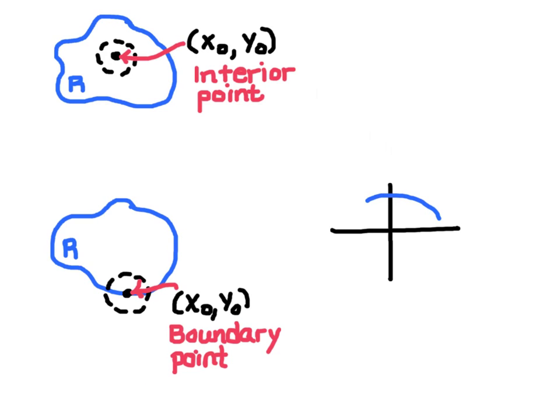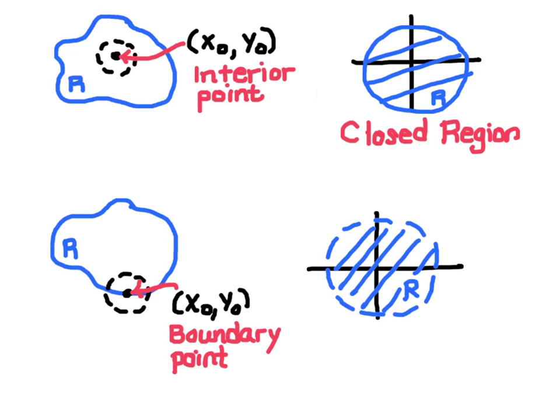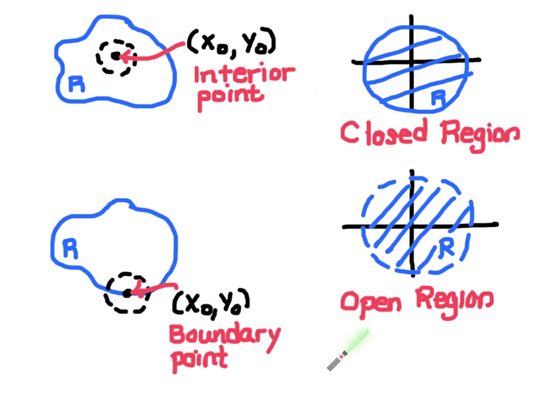A region is closed if it's made up of all its interior points, points that are on the inside of the boundary, as well as the boundary itself. This is a closed region. A region is open if it consists of its interior points, but not its boundary points. This is an open region.